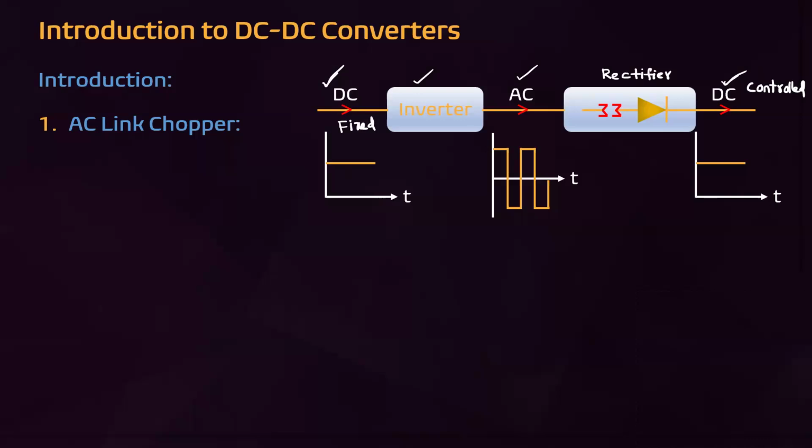One more drawback is it requires two converters. Inverter is one converter, rectifier is the other. That is, it requires more converters, which increases the size and cost of the equipment. And it occupies more space. All these are the drawbacks. No doubt, using this configuration, we can convert fixed DC to variable DC. But what are the drawbacks of the AC link chopper?